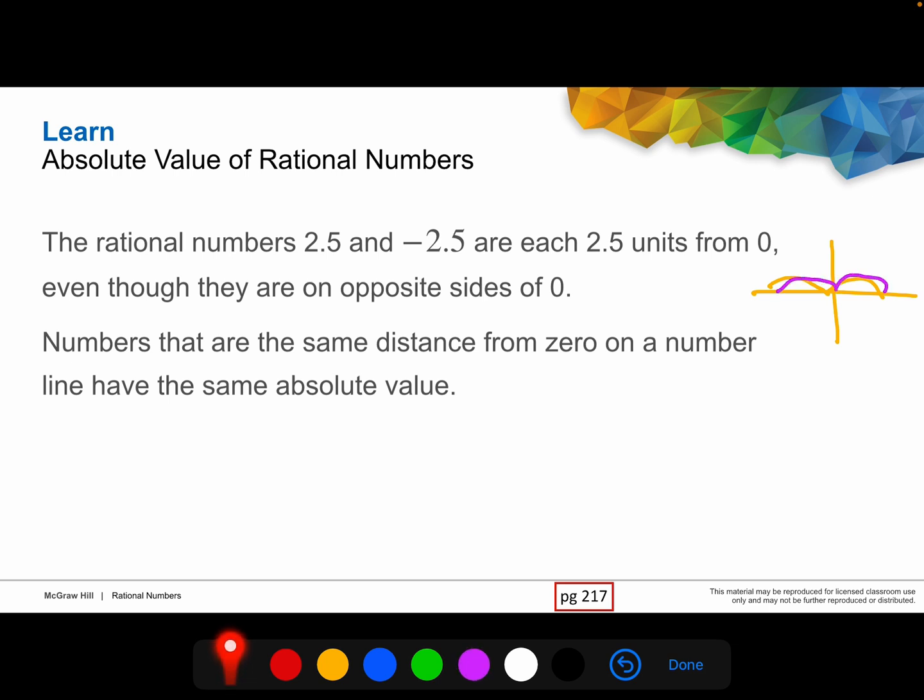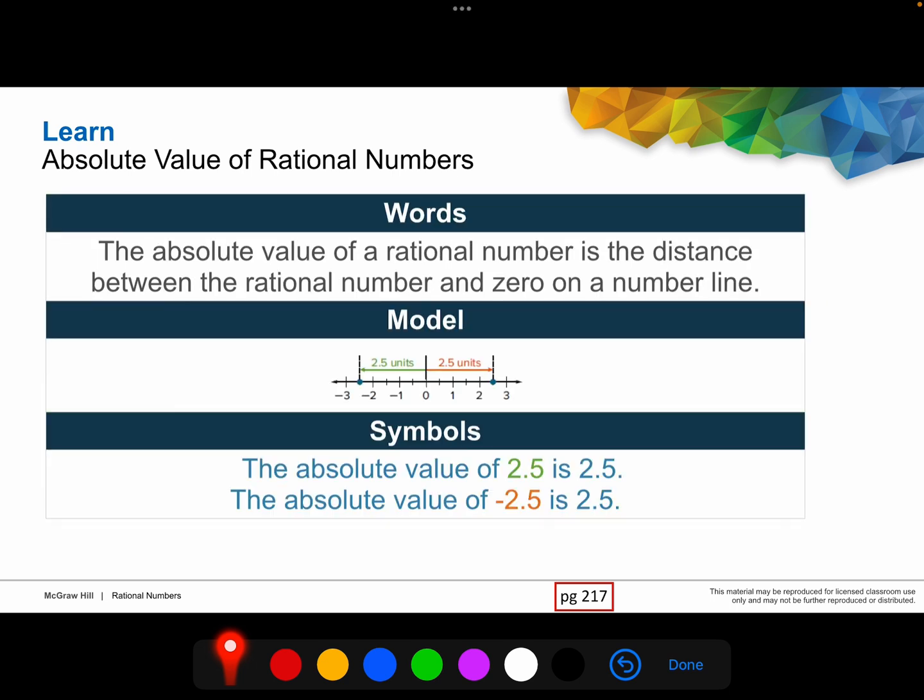And we know that numbers that have the same distance from 0 on a number line have the same absolute value. Therefore, this positive number and the negative number both have the same absolute value. So again, in words, the absolute value of a rational number is the distance between that number and 0 on a number line.